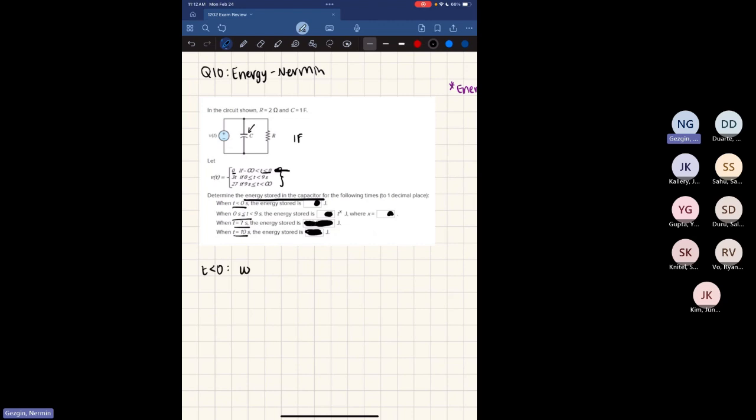So we do W is equal to, or it could be E, they're all the same thing. Let's actually just do E because for energy, it might be more clear that way. So we do E equals 1/2 CV squared, which is 1/2 times 1, the value of the capacitor, and then we do 0 for the voltage. And so for this one, we get 0 joules for the first answer, for the first question.